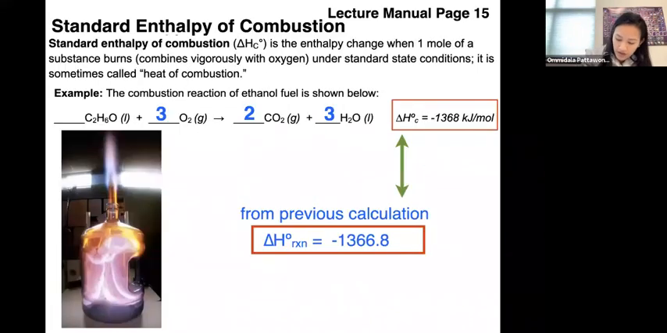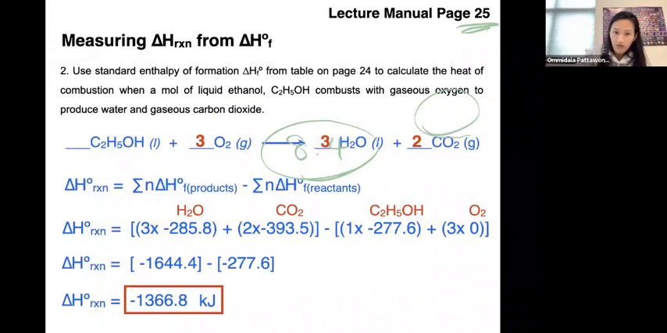So this is part of chapter 8.4. This comes from chapter 8.4, page 15. That's where this number is coming from. You want to go back to your lecture manual, page 15. This is where the number comes from. It comes from the calculation using the standard enthalpy of formation.